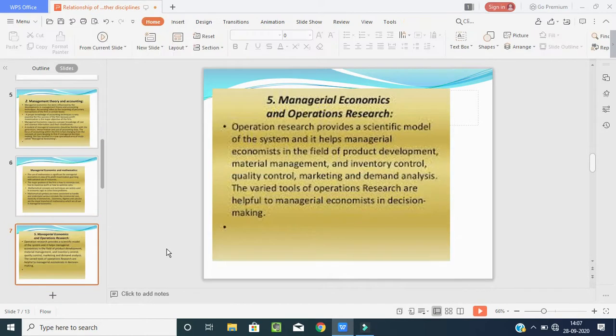Now we'll go for the next term, that is how managerial economics is related to operations research. Operations research provides a scientific model of the system, and it helps managerial economics in the field of product development, material management, inventory control, quality control, marketing, and demand analysis. That means totally research is taking place. Operations, from the starting point of the business to the ending point of the business, what activities are taking place, towards a scientific model.